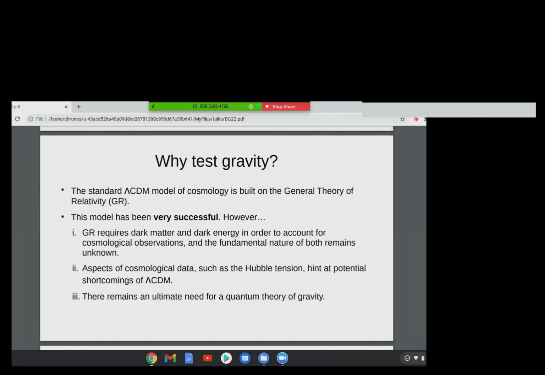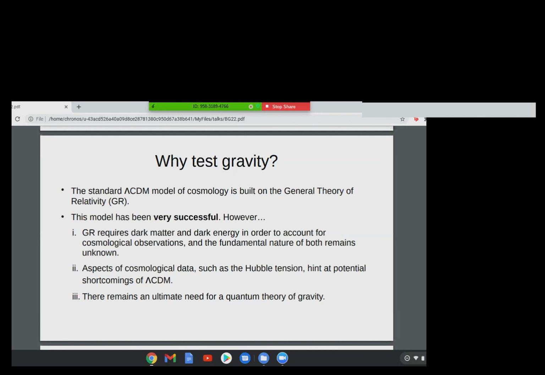So first off, why test gravity in the first place, particularly from a cosmological perspective? Why test gravity, given that we already have an existing theory, general relativity, which is very successful, and indeed associated with it is a lambda CDM model of cosmology that's had a number of successes. However, there are some problems with GR and with lambda CDM. In particular, they require dark matter and dark energy in order to account for the things we observe in the universe. And ultimately, a fundamental theory of what those are isn't known.